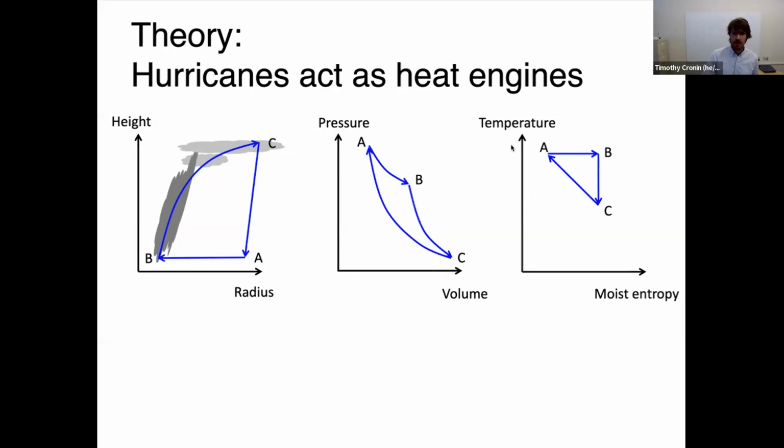You can also view this in temperature, moist entropy coordinates, and it's more simply just like a triangle in that space. So the points from A to B are an isothermal expansion, from B to C are a moist adiabatic loss of temperature or expansion as well. And then going from C to A is a combination of heat loss and compression, but going back to higher temperatures at higher pressures.